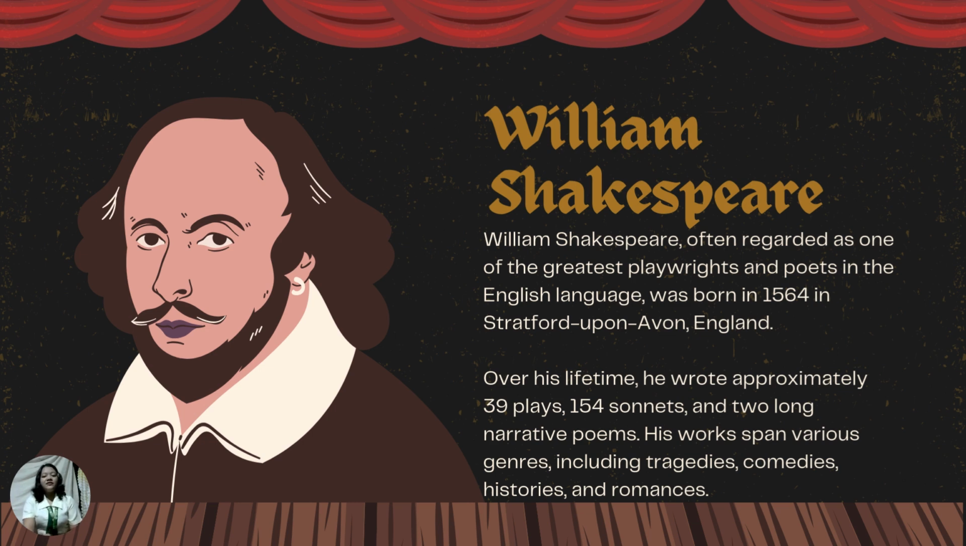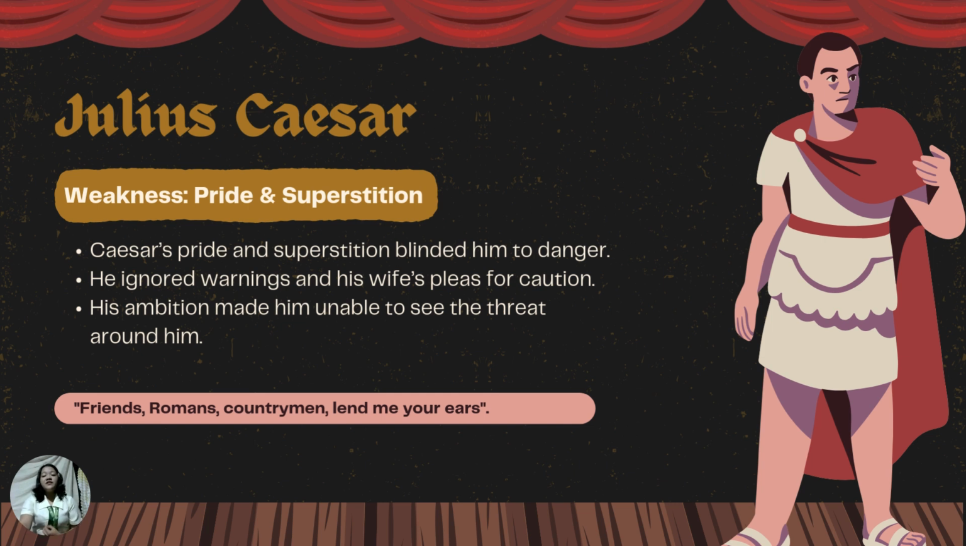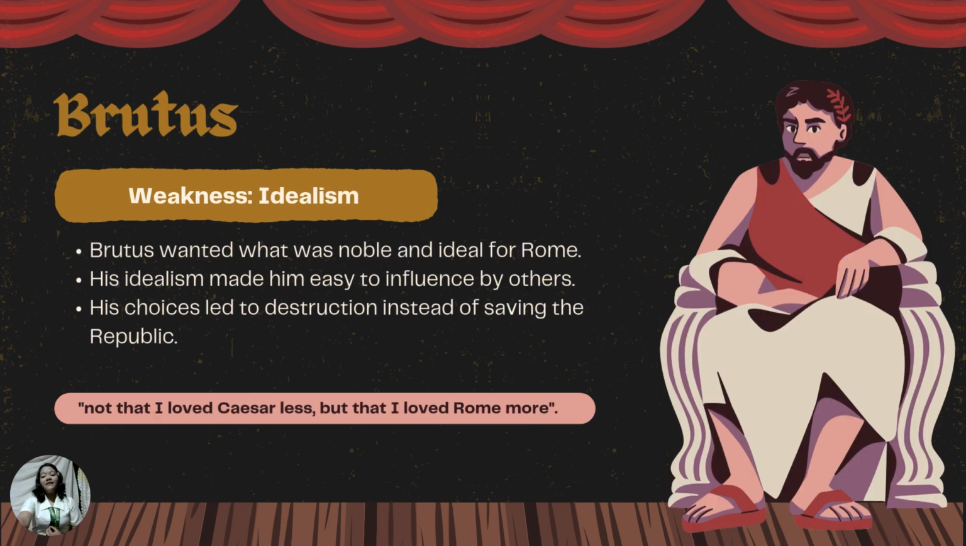Take Julius Caesar for example. Julius Caesar was a powerful leader, but his pride made him ignore repeated warnings. A soothsayer told him, "Beware the Ides of March," and even his wife begged him not to go to the Senate. But Caesar, blinded by ambition, went anyway, and that decision cost him his life.